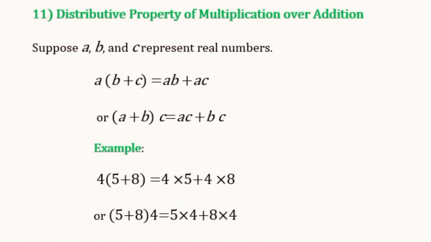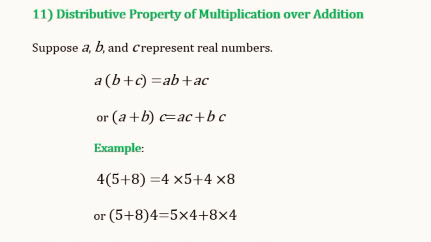Next, property of multiplication together with addition, which is called distributive properties. Suppose a, b and c are three real numbers. Then a into b plus c will equal ab plus ac. With a plus b in brackets and c outside of bracket, we will get ac plus bc. This is called distributive law.